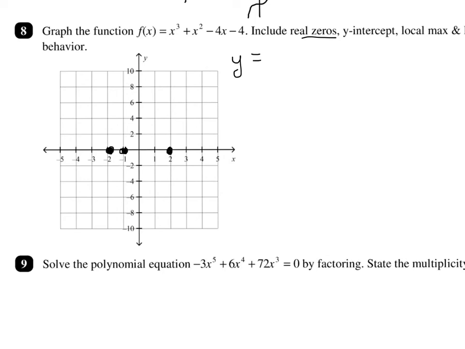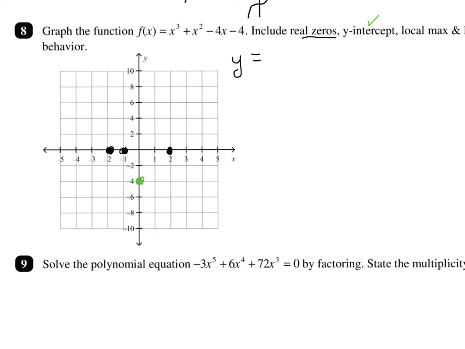Next, we need the y-intercept. So where does it cross the y? And when I look on the graph and I press trace, because the whole thing fits right in the viewing window, it looks like it goes across the y right around -4.